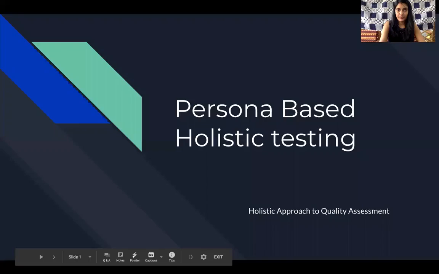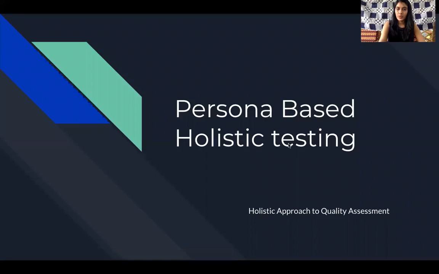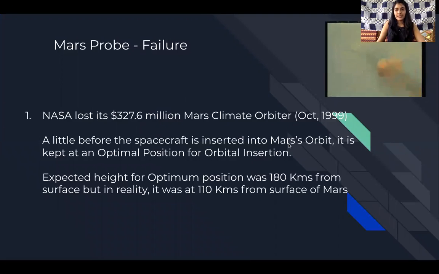I'm making this atomic talk to share with you all my experience and learnings with persona based holistic testing approach. So, back in 1999 October, NASA wanted to launch Mars Climate Orbiter to study the climatic conditions of Mars. The mission failed, with a loss of $327 million.